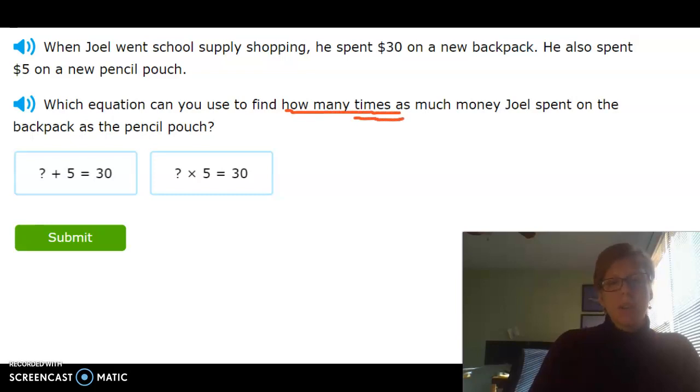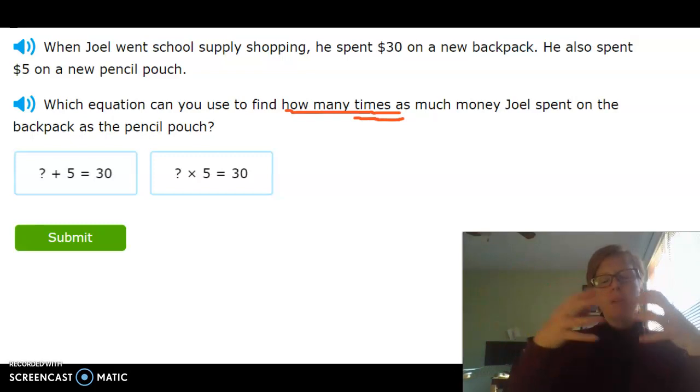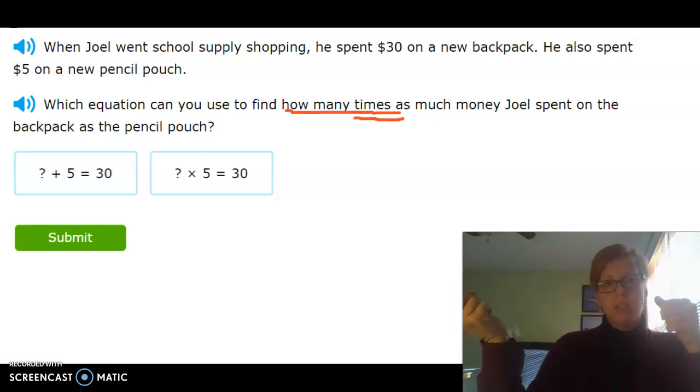They want to know how many times, how much more money did Joel spend on the backpack? Like, what are we multiplying by to get to 30? Well, if the backpack was $30 and the pencil pouch was $5, how many times does 5 go into 30? And it's 6. The backpack was 6 times as much as the pencil pouch. All right, let's do another.